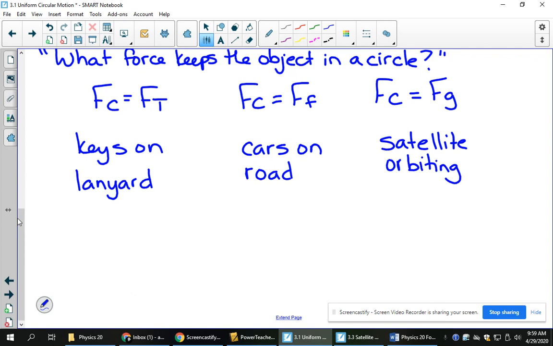So this is how you set up to do the math in this unit. You decide what it is that's keeping the object in the circle. Is it tension in a string? Is it friction between tires and the road? Is it gravity created by a planet acting on a moon? These are the main three that we're going to study in this unit.